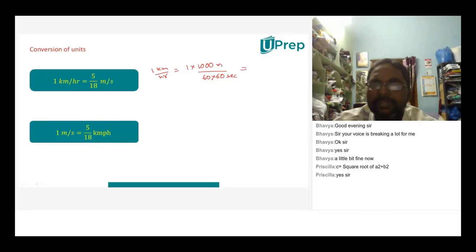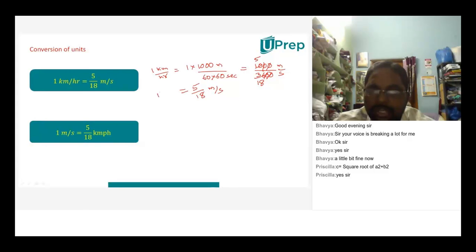So now let me write like this: 1 into 1000 will be equal to 1000 divided by 60 into 60, that is 3600. So it is meter per second. Now I can cancel these two zeros here. Now 10 by 36. 2 1s are 2, 2 5s are 10, 2 18s are 36. So 1 kilometer per hour definitely will be equal to 5 by 18 meter per second.